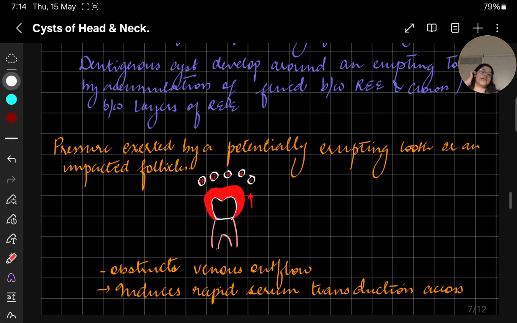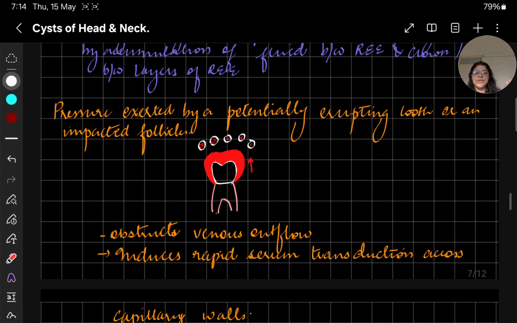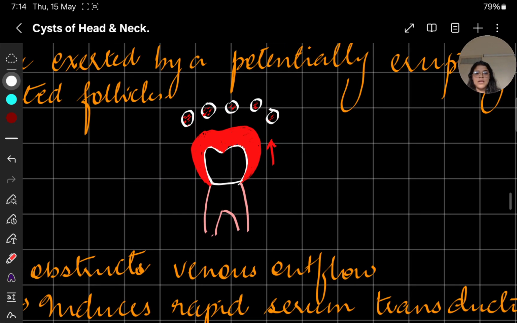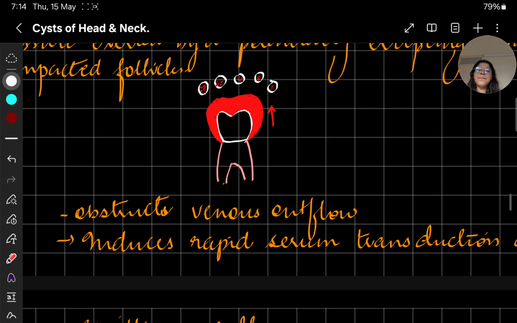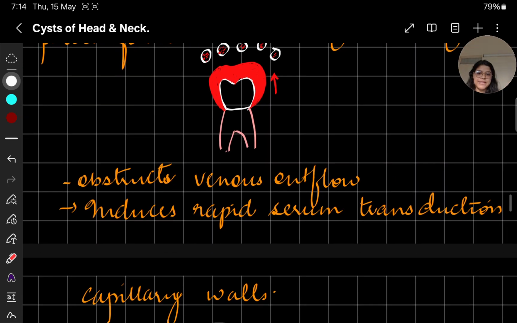So what exactly happens here? Why do you have fluid accumulation? There is pressure exerted by the potentially erupting tooth on an impacted follicle. Okay, so the erupting tooth is here, exerting pressure on the follicle, and there are some venous capillaries. So it obstructs these venous capillaries with the pressure, okay. Venous outflow is obstructed.